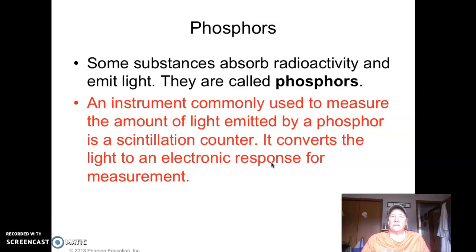Again, it's going to be a substance that absorbs radioactivity and emits light. That's the only way it can work. So the thing comes in, hits this substance, whatever it is, and it's changed to light, and then the light can be read by the machine.